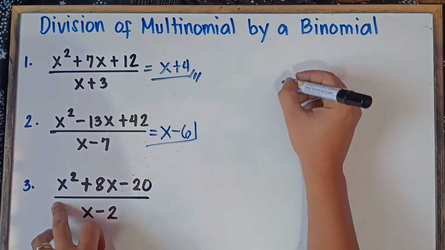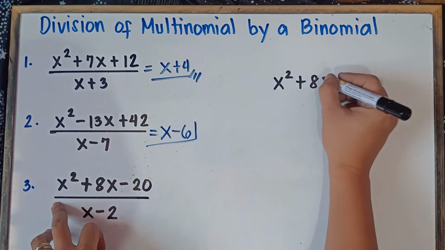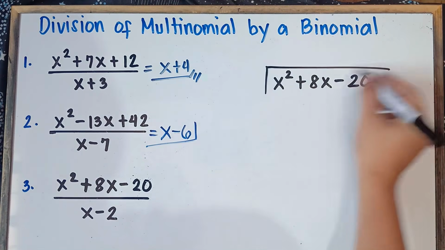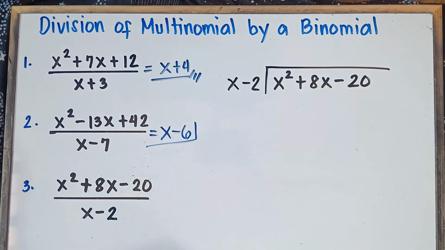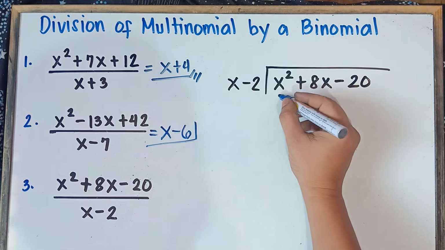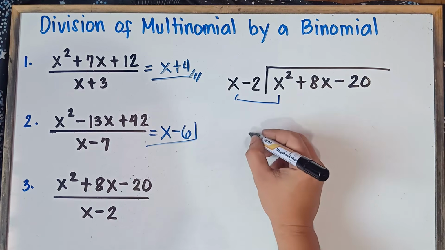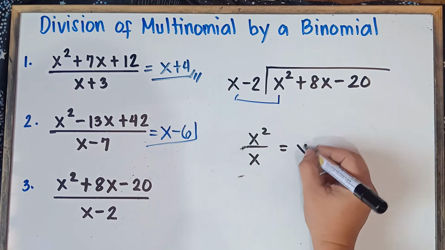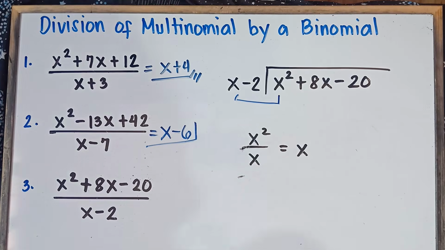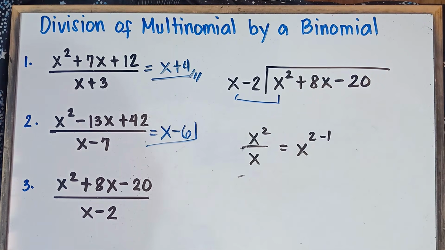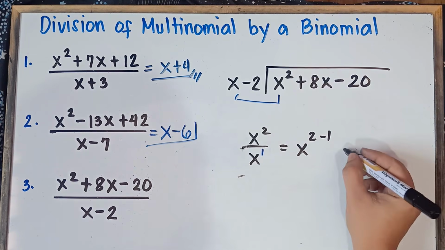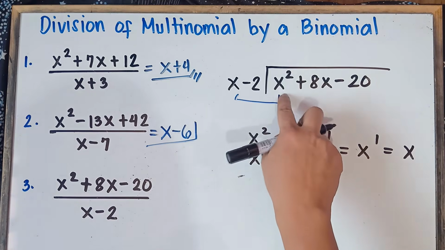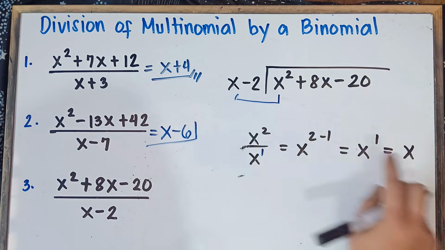So our given, we have x squared plus 8x minus 20, divided by x minus 2. So once again, class, first step, you divide the leading term by the first term. So that would be x squared divided by x. Same base, simply copy the base, and then simply subtract the exponent. So that would be 2 minus 1. Understood that there's 1 here. So 2 minus 1, that would be x raised to the power of 1, or x. Once again, x squared divided by x, the answer is x.